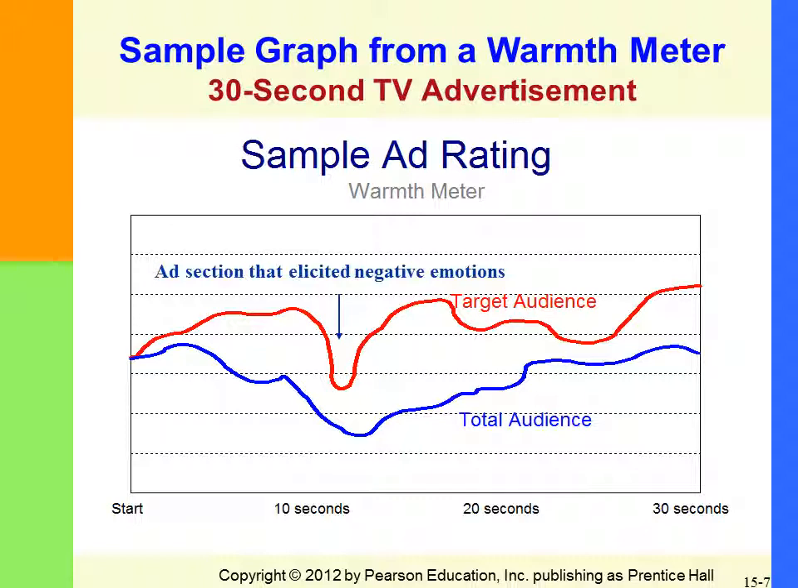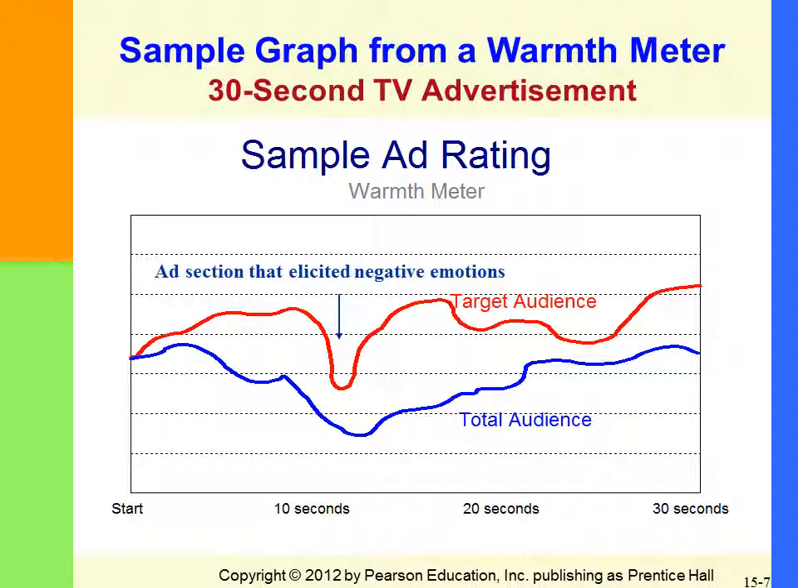Sometimes it helps to look at an example. Here is a graph from a warmth meter. So imagine that someone is watching a 30-second TV advertisement, right? And they have a little gauge in front of them. So this is a mechanized kind of test. And as the ad is going along, the consumer is asked to turn the gauge to the level of warmth, or to the level that they feel their feelings are being expressed. So you can see that there's dipping of negative emotions, there's peaking of positive emotions, etc. And the whole idea of this is so that the brand can get a feeling for the pieces of the ad that are working the best.